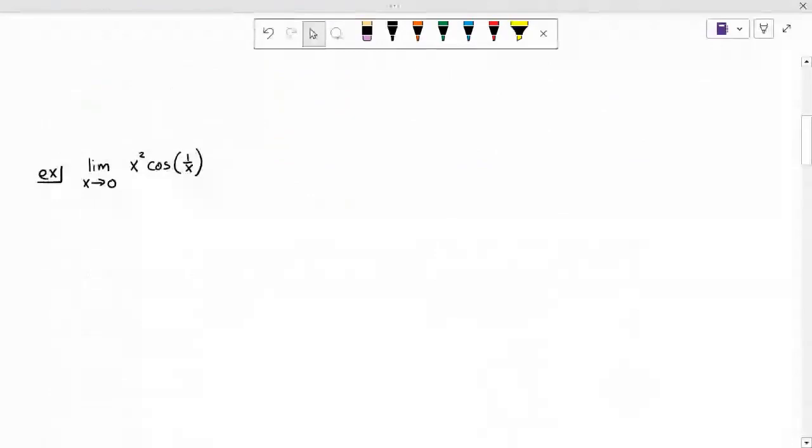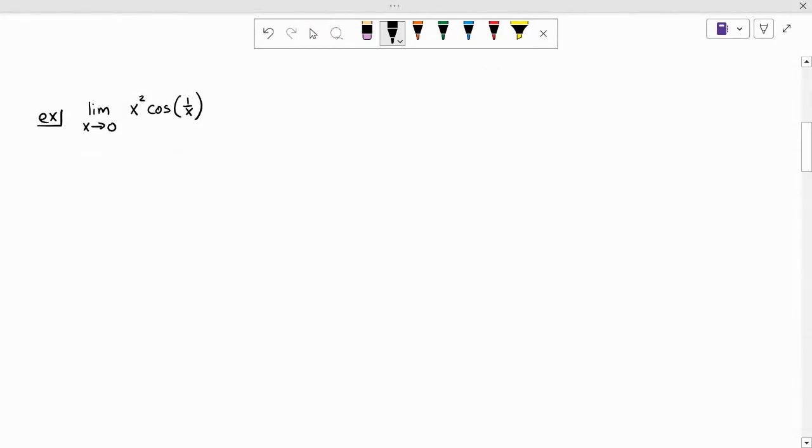So let's look at examples. We want to be able to compute the limit as x goes to 0 of x squared times cosine of 1 over x. The issue is that as x goes to 0, 1 over x is going to go to plus or minus infinity, and that makes no sense. What's cosine of plus or minus infinity? There's no such animal. Cosine doesn't have a horizontal asymptote.